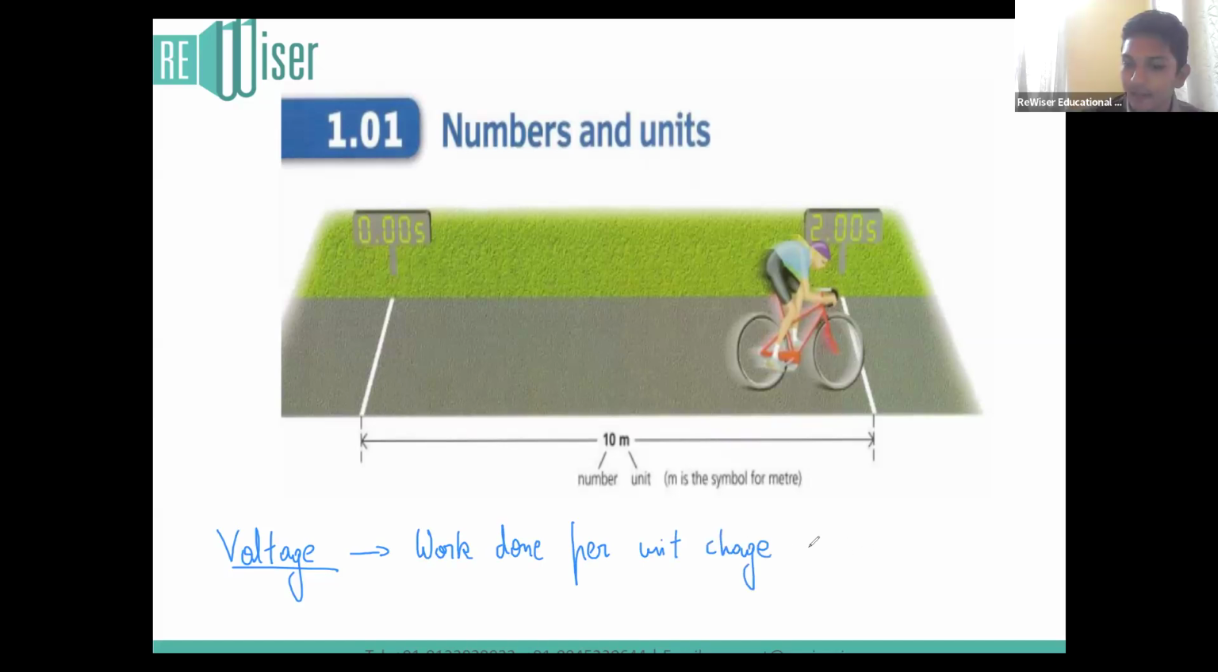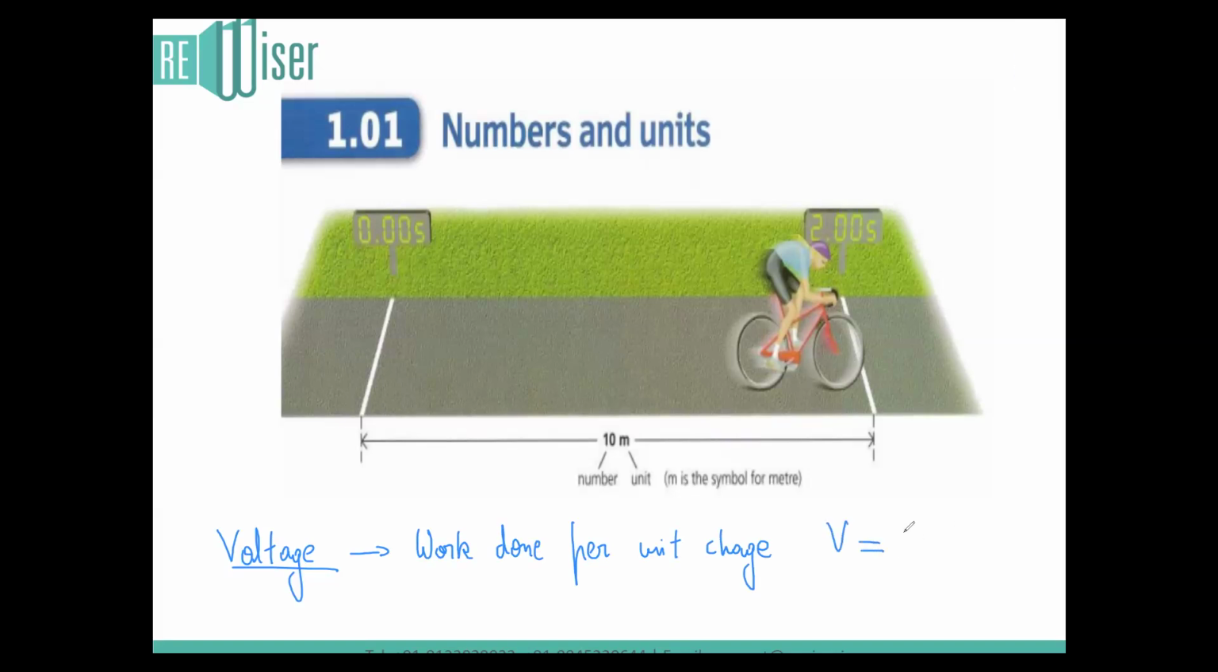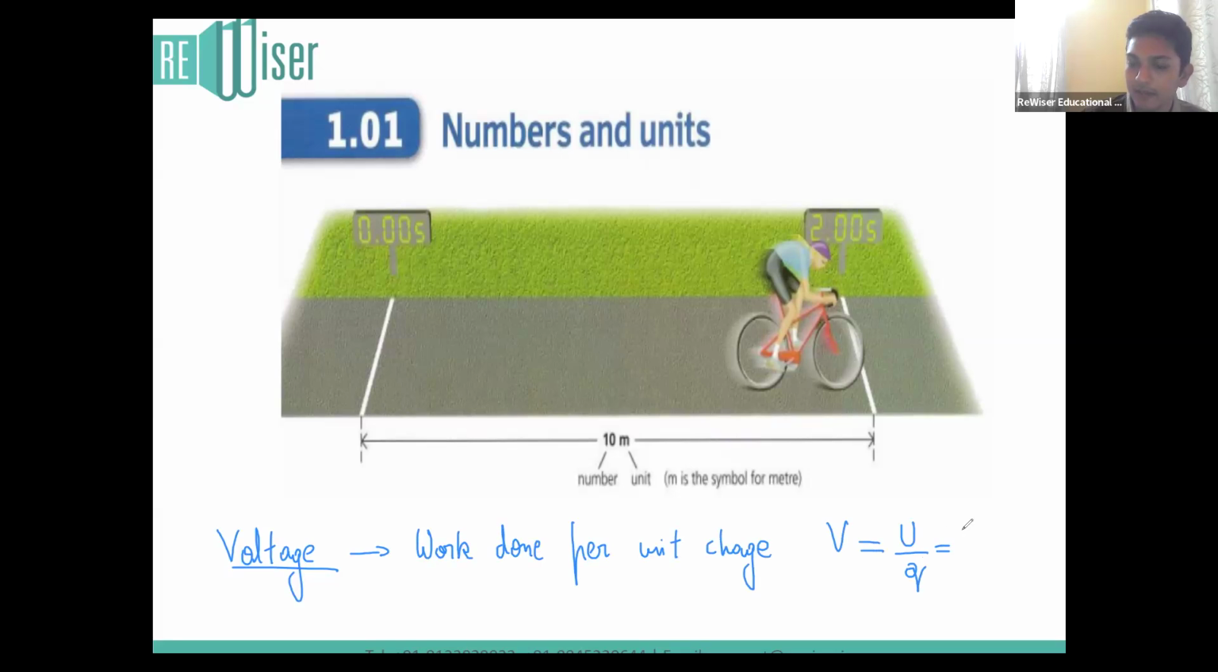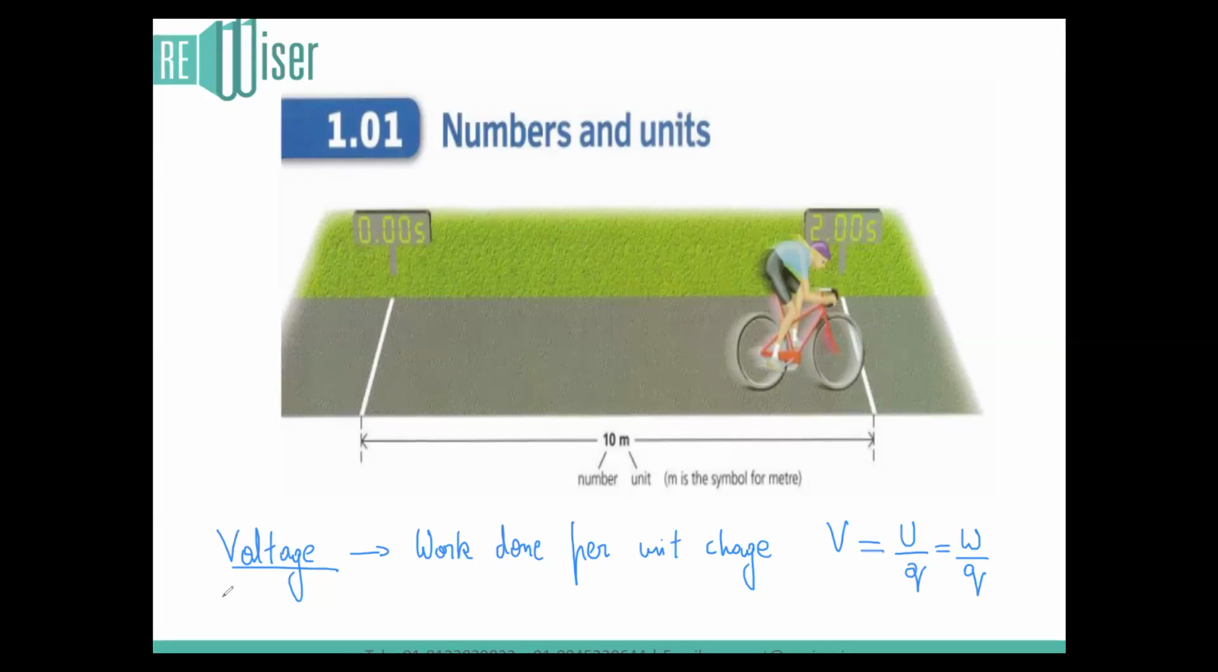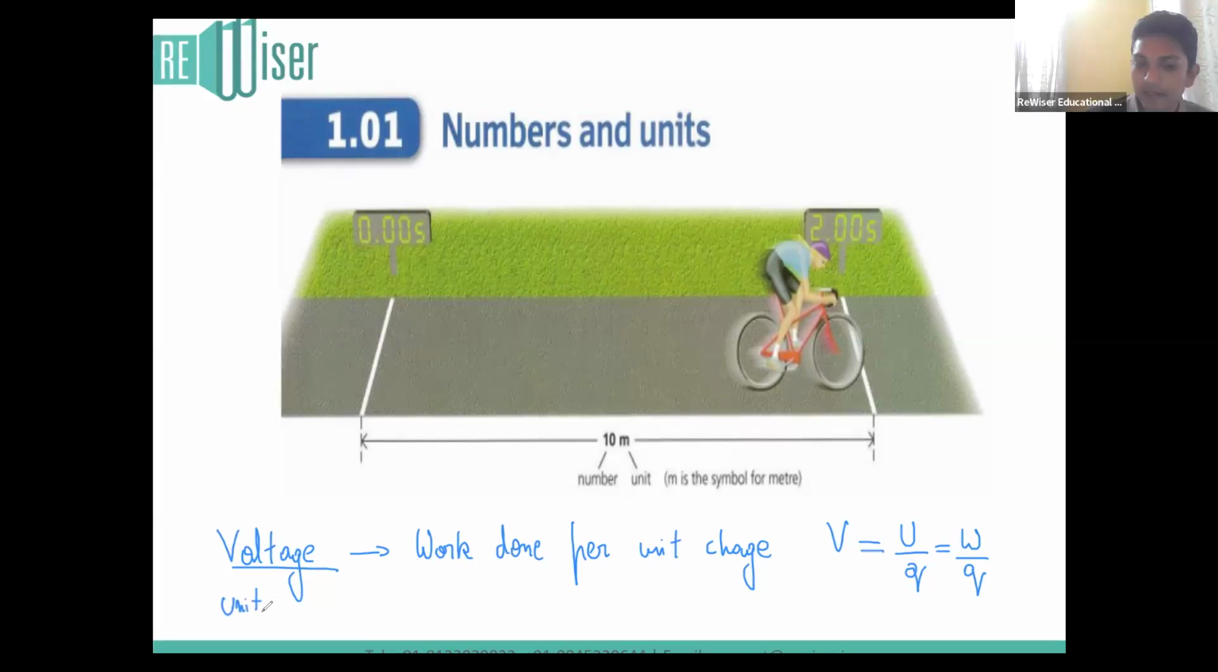So as defined, what is its formula? V equals U by Q. Sorry, W by Q. Both work. U by Q is fine, W by Q is also fine. And what is its unit? Volts. Its unit is volt. And when you say unit, you mean the SI unit? The SI unit, yes.